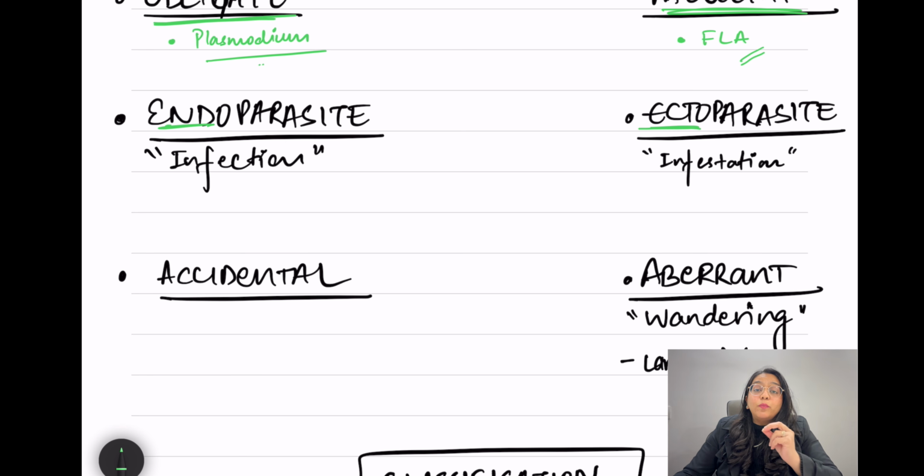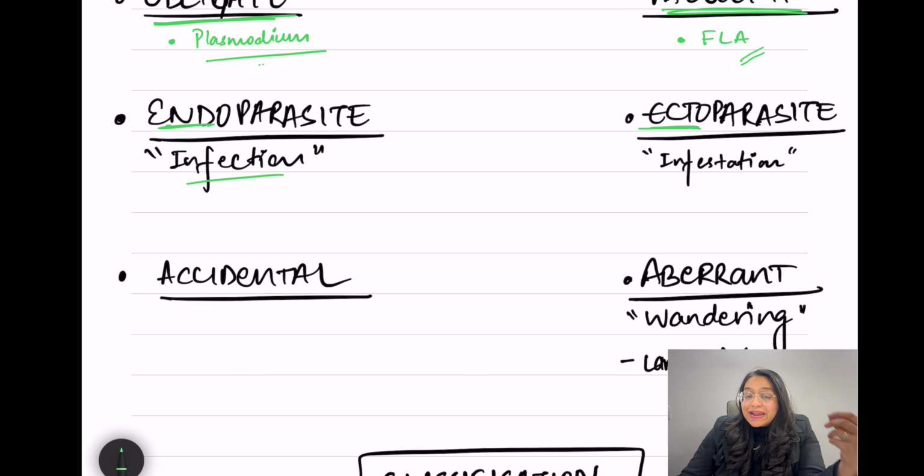Now the other two classifications are endoparasite and ectoparasite. Endoparasite, the word itself is quite explanatory. Endo means inside, ecto means outside. A parasite which stays inside, that is an endoparasite, so the parasite which will live inside the cells. When the parasite causes disease in human, it is called an infection.